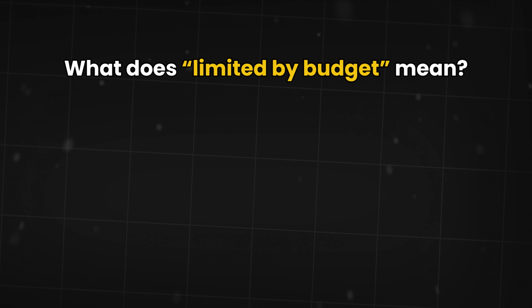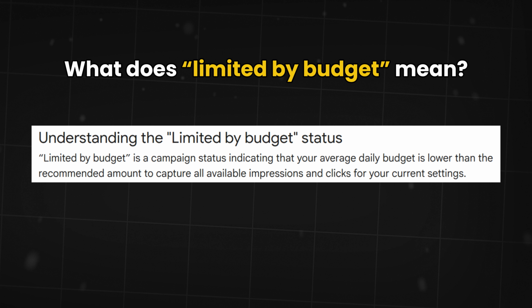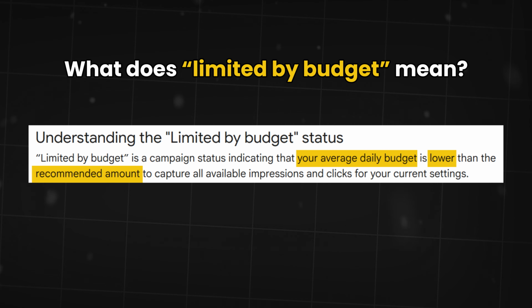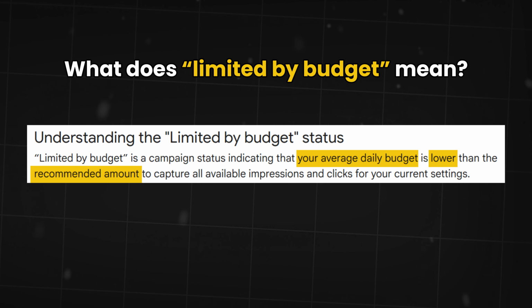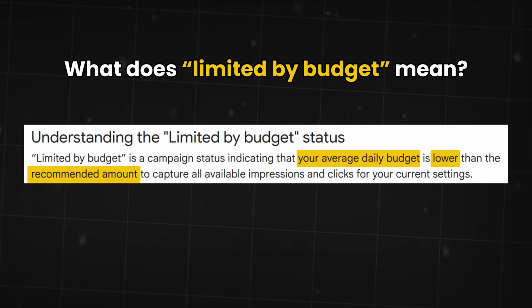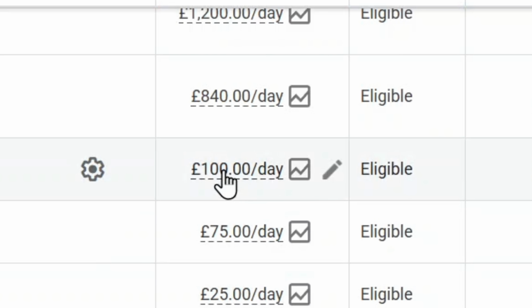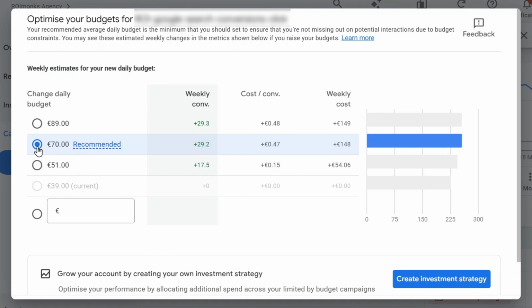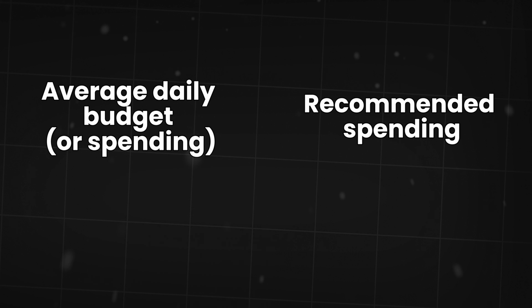First of all, what does limited by budget status even mean? Well, according to Google, limited by budget is a campaign status indicating that your average daily budget is lower than the recommended amount to capture all available impressions and clicks for your current settings, meaning for your current keywords, targeting, bids, and so on. In other words, there is your actual campaign budget that you assigned to your campaign, and there is a certain recommended spending amount that Google believes is going to maximize your campaign goals.